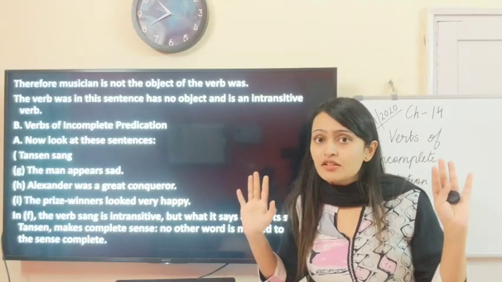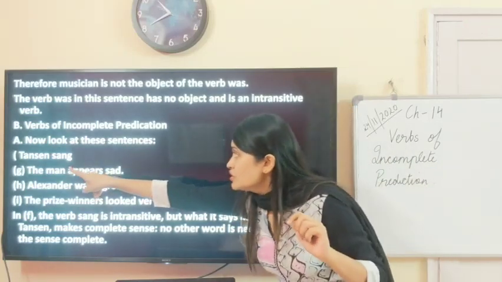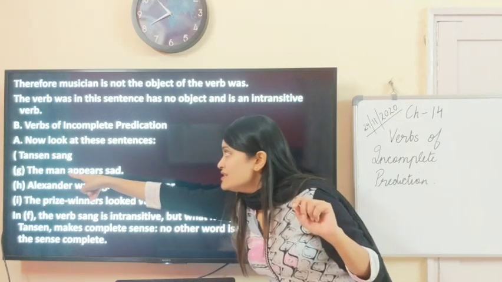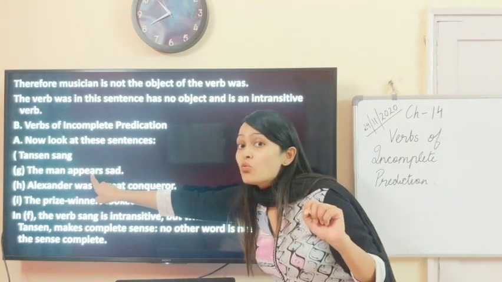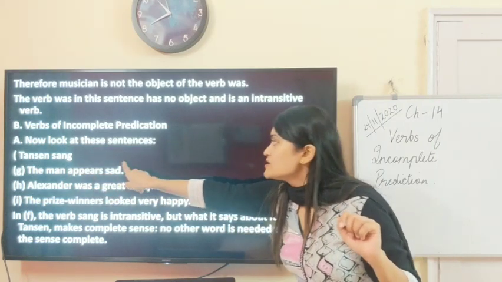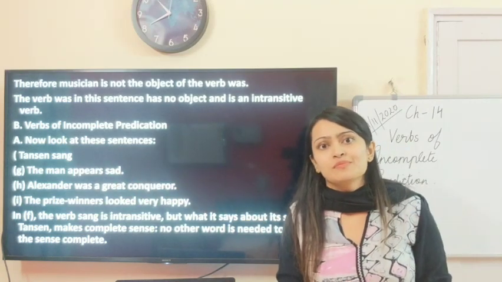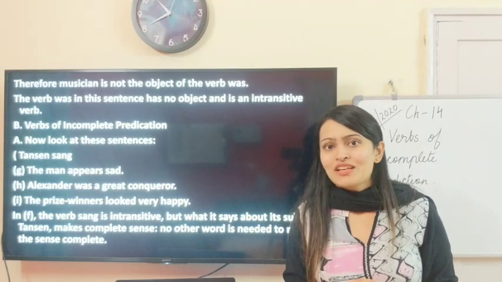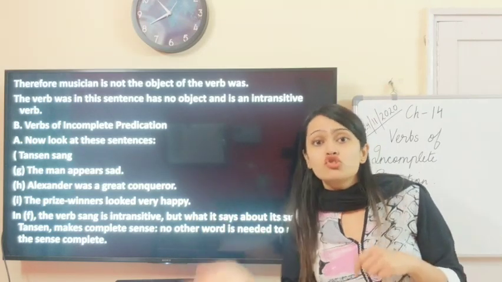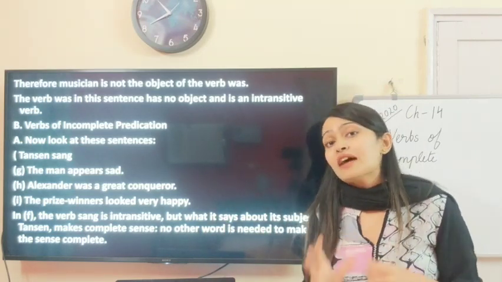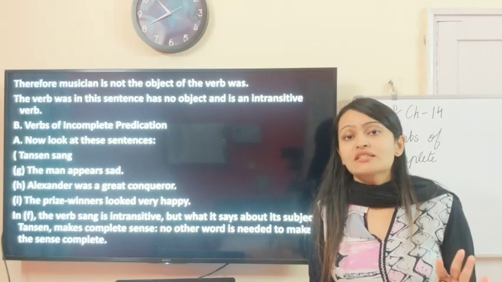So it is an intransitive verb. But over here, children, the man appears. The man is the subject, appears is the verb, and it requires the existence of this word sad. Suppose I say the man appears. Does it make sense? No. The man appears does not have an object also. But if we say the man appears sad, now it is making sense.